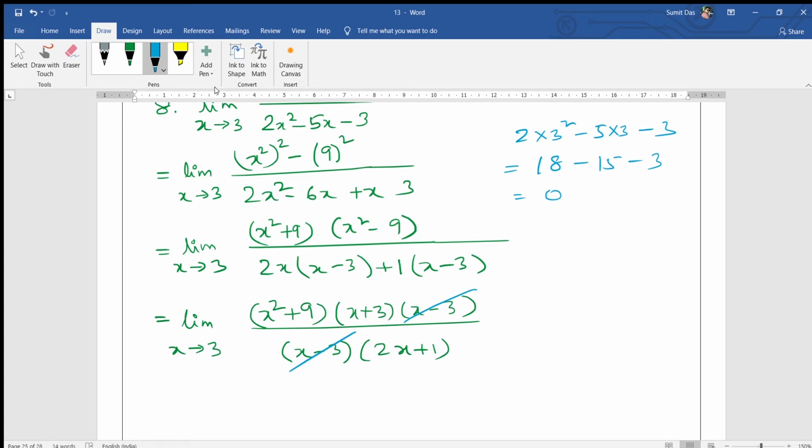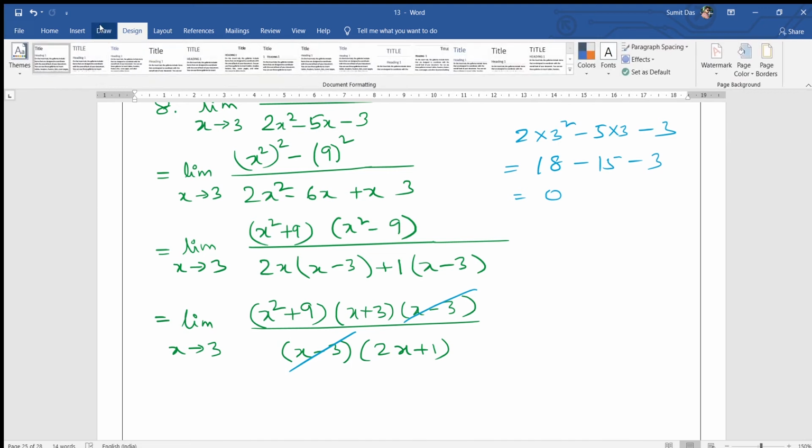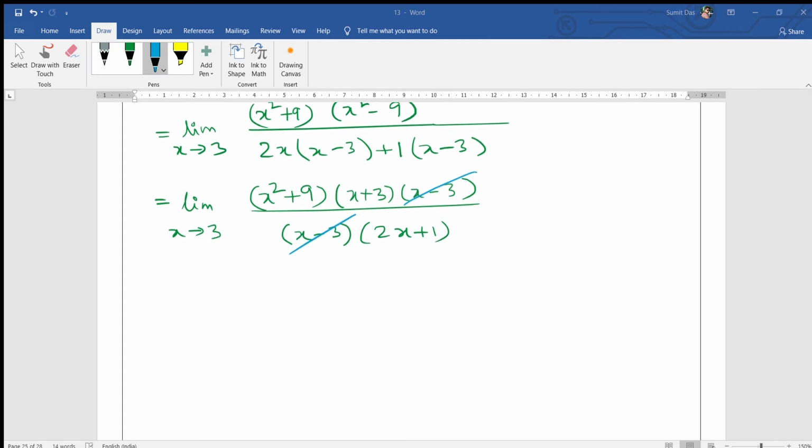X minus 3 and x minus 3 are cancelled. Okay, so next we have to put the value in this function. Now look, if we put 3 here, the denominator will not be 0. So now we can put the value here.